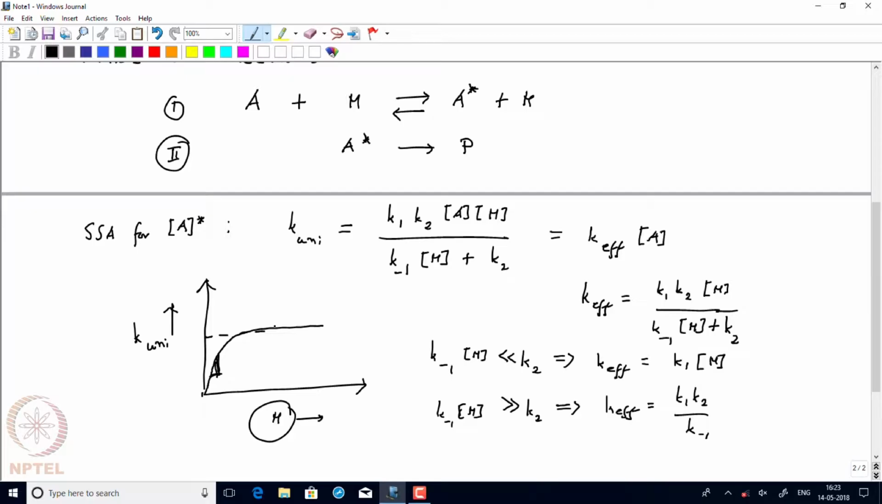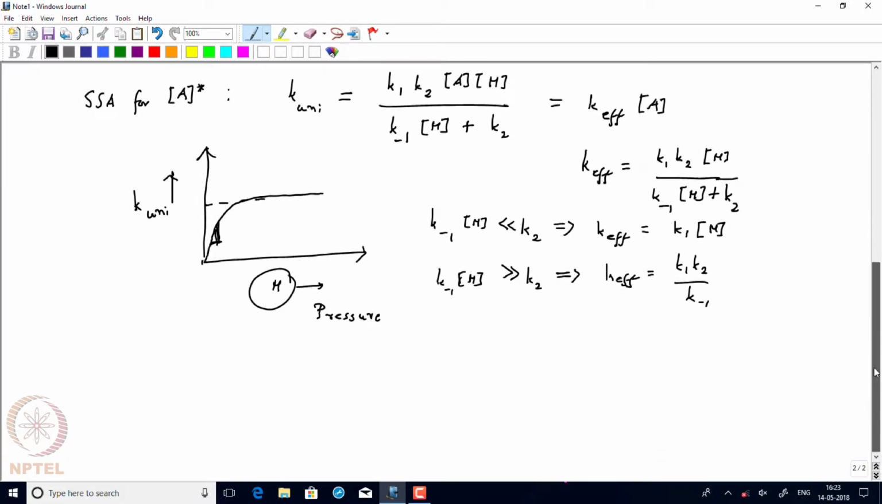Now, again M can be A itself, M can be something else, M can be some other gas also. If it is some other gas or A itself, then I can represent the concentration of M as just pressure. So, this x-axis is nothing but pressure; some textbooks actually write it as just pressure. So, this is basically the unimolecular reaction kinetics at a very high and very low pressure regime.